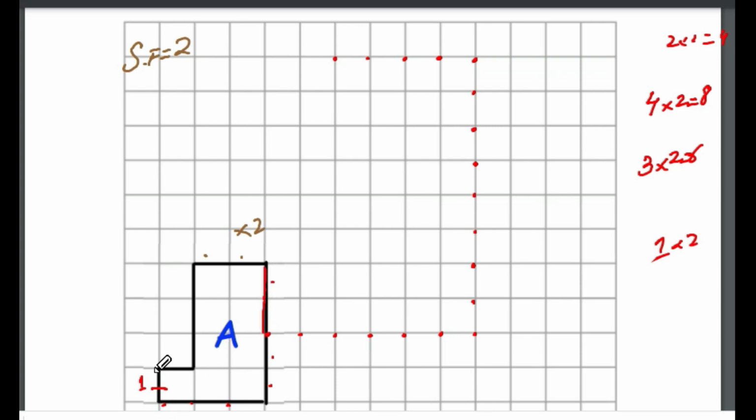Okay. Alright, so now this one is again 1. 1 times 2 is 2. 1, 2. Now this one side we can find by joining these points, right? Now we can join all these points, and in this way we can find our enlarged shape. Look here, right? Now this is your new enlarged shape by scale factor equals 2.